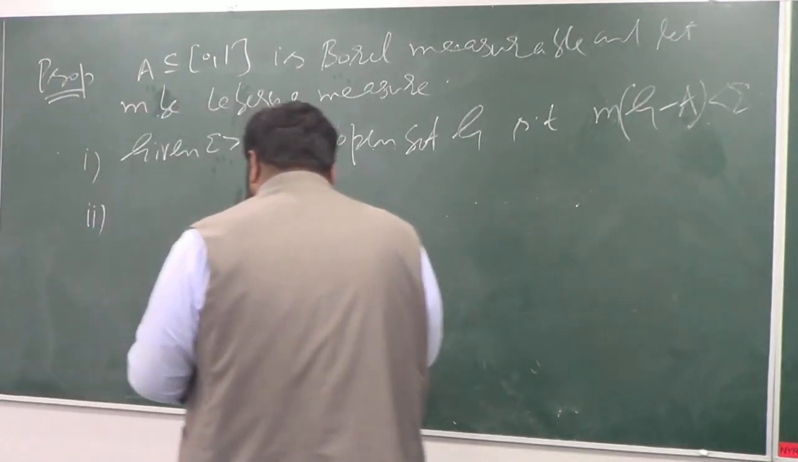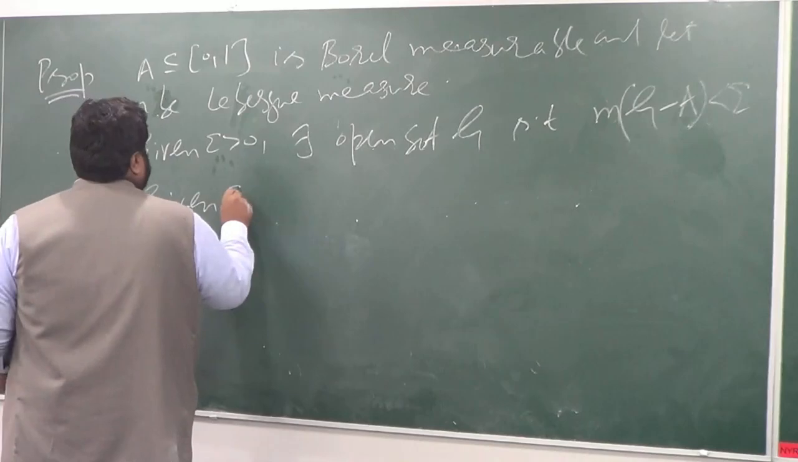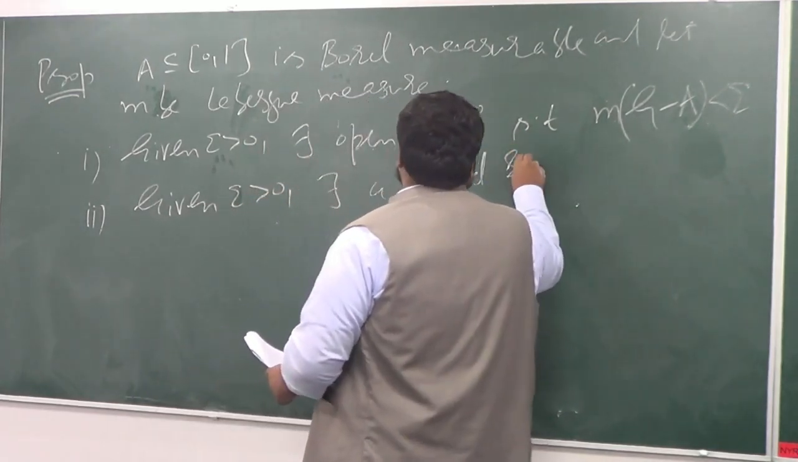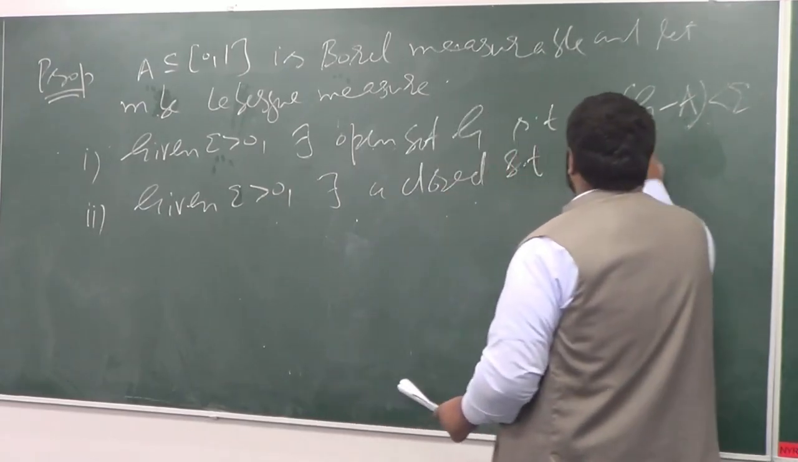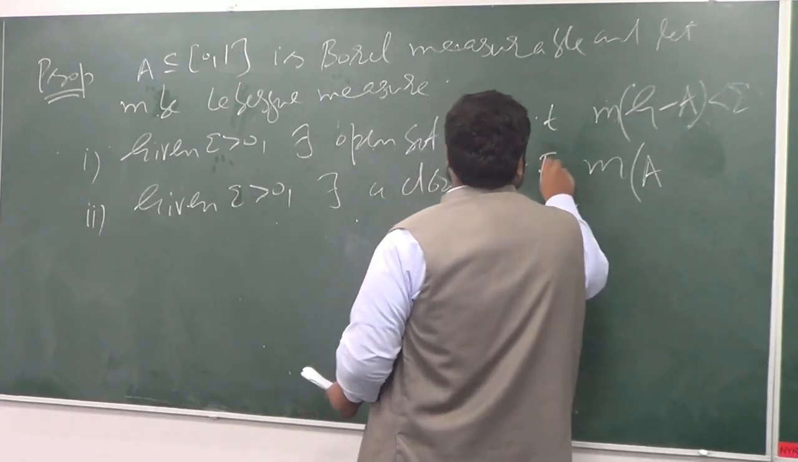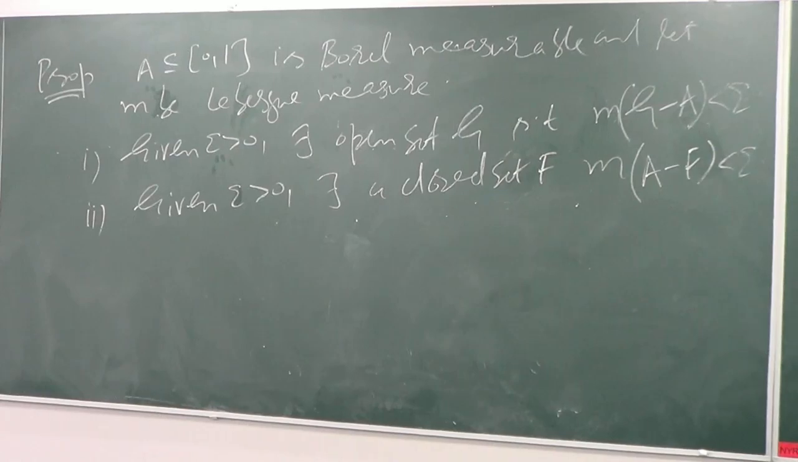Second, similarly, for a given epsilon positive, I can find a closed set, let's denote that closed set by F, such that the measure of A minus F is less than epsilon. Here F is not necessarily a subset of A, but the difference would be small, so they are pretty much the same.